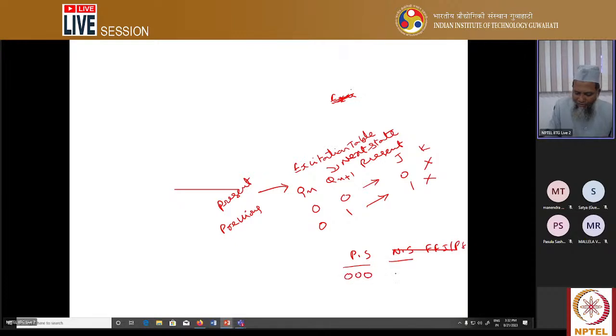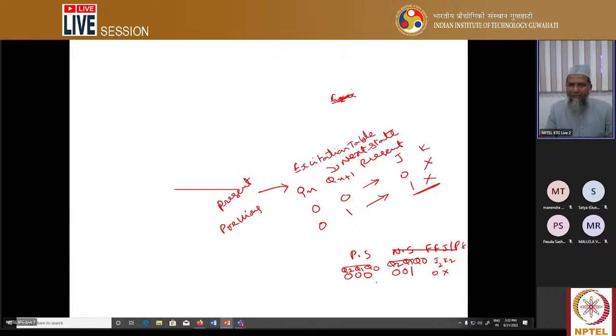Present state 0, 0, 0, I want 0, 0, 1. This is Q2, Q1, Q0. This is Q2, Q1, Q0. So Q2 I have to keep as it is. So corresponding J2, K2 will be 0x. Q1 I want to keep as it is. So J1, K1 is also 0x. Q0 I want to change from 0 to 1. So 0 to 1 means 1x.